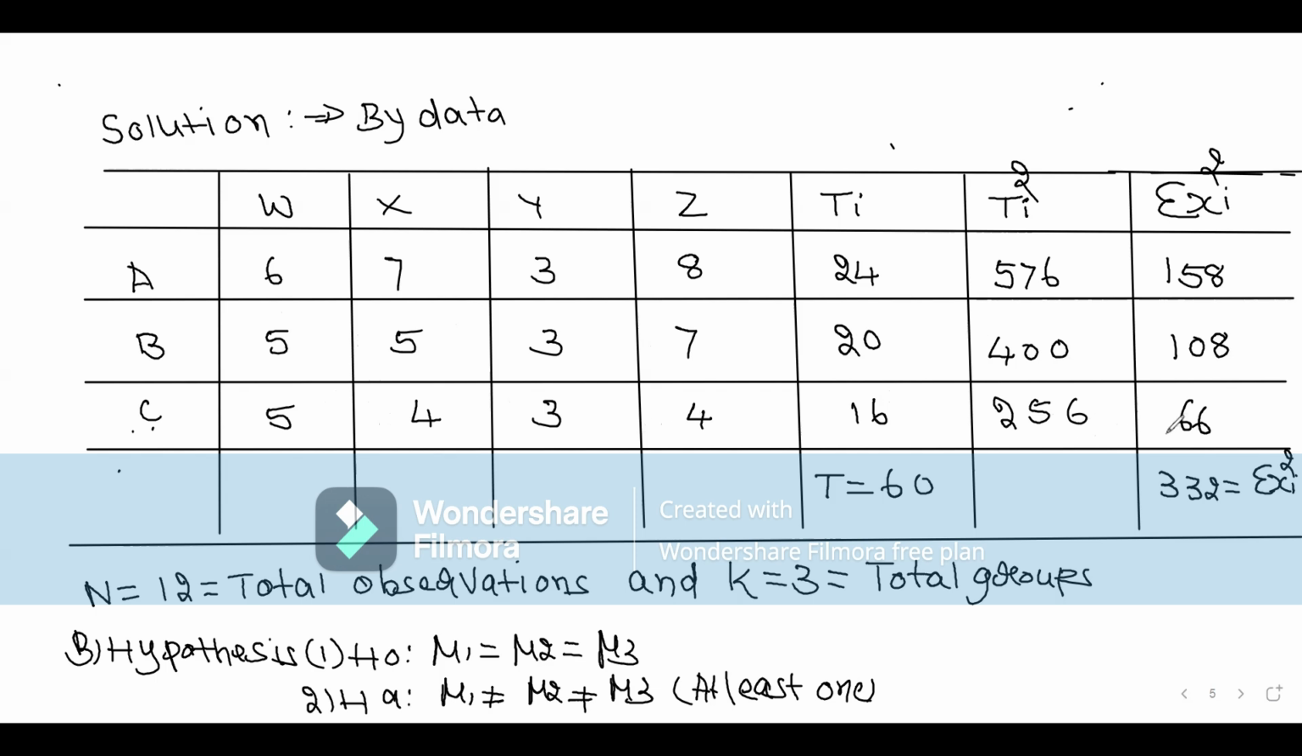Now you can add the Ti column here: 24 plus 20 plus 16 is 60, meaning the sum of all the observations is 60. Similarly, you can add the Xi square: 158 plus 108 plus 66 is 332. This is the summation of x square.